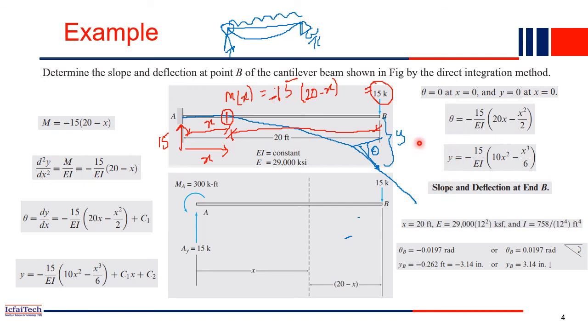Right? So that is the advantage of using double integration method. It will give you the slope and deflection with respect to x. X is a variable, right? If you just substitute x any value at any location of a beam, you will get the final theta and y.